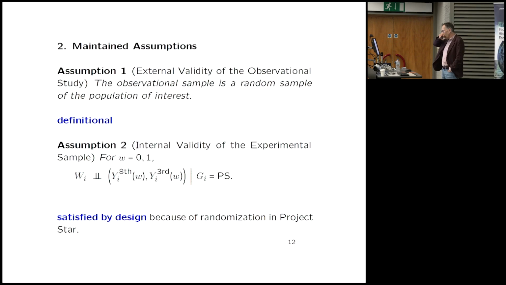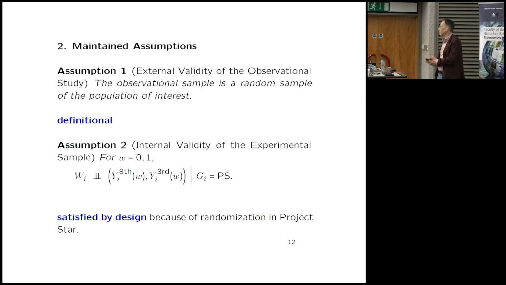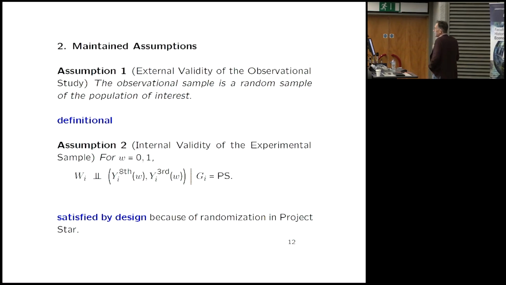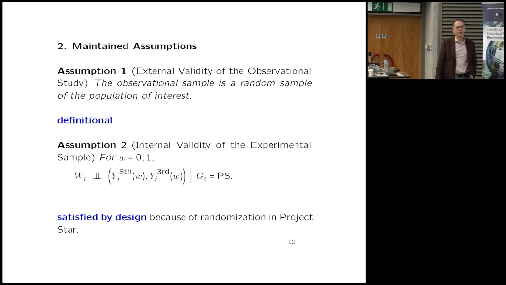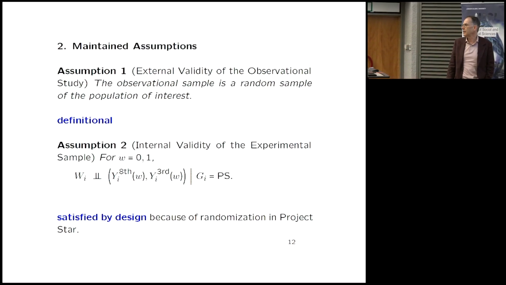So, what assumptions are we going to make? First, essentially definitional, that we think the observational study has internal validity. That's the population of interest. Second is that the experimental sample has internal validity. And so I'm formulating that here as that the treatment is independent of the potential outcomes for 8th and third grade test scores in the Project Star sample. And so here, that's again not a controversial assumption. That's just satisfied by design.